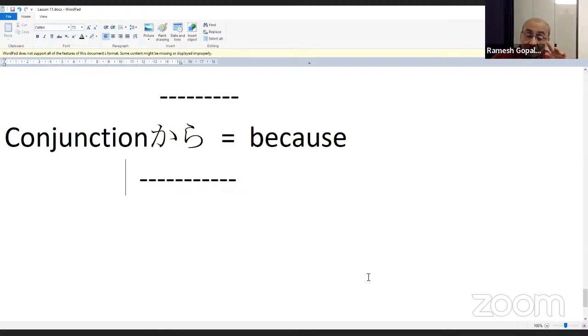Whereas if the cause comes in the first sentence, then what happens? You can connect two sentences. We cannot connect it with kara. So if I want to say ice cream o tabemasu, kara ice cream ga, no, then it doesn't make meaning.